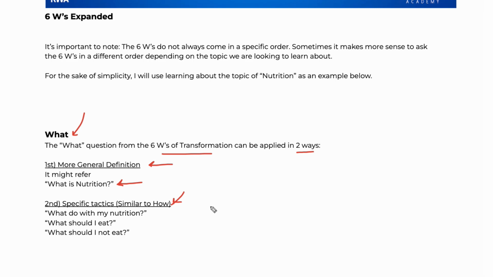All of these things kind of overlap within each other. So don't get too caught up in overthinking any of this. But that is really the two primary ways that the what question from the 6 W's is utilized, especially when we're going to talk about creating transformation programs with these 6 W's, okay?